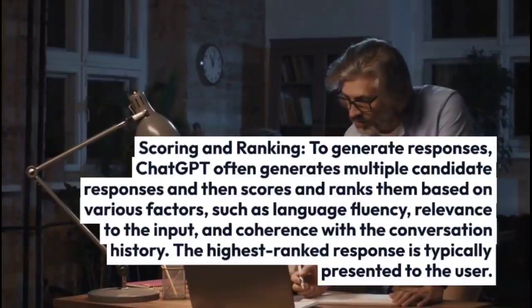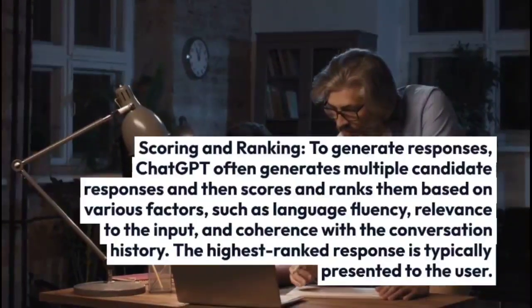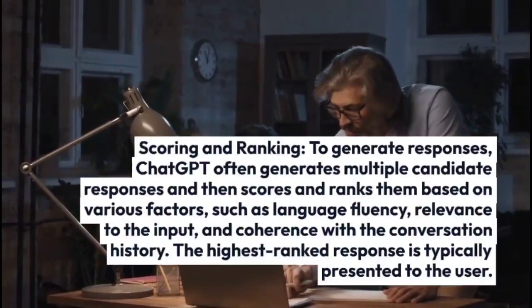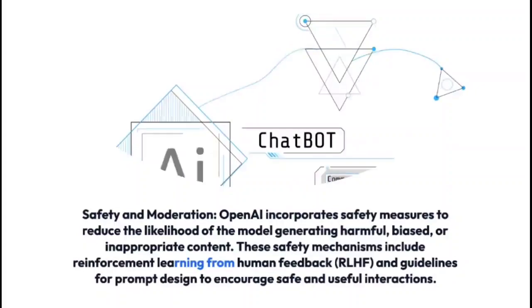Scoring and ranking. To generate responses, ChatGPT often generates multiple candidate responses and then scores and ranks them based on various factors, such as language fluency, relevance to the input, and coherence with the conversation history. The highest ranked response is typically presented to the user.